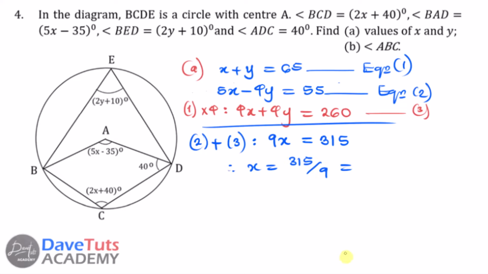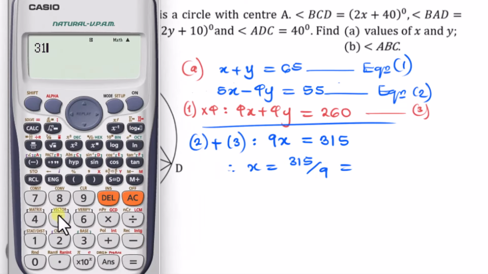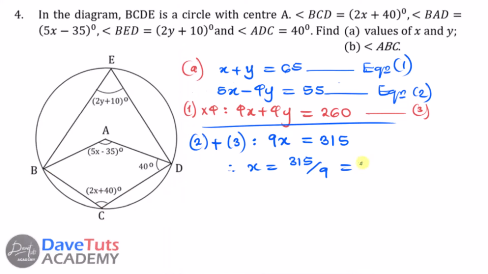Such that x itself will be 315 over 9. So what's 315 divided by 9? That's 35. x is 35 degrees. Now students, you may choose not to use this elimination method. You can use the substitution method to say x is equal to 65 minus y, and use that in this particular equation. You will discover that you arrive at the same answer. But for me this is quite good.